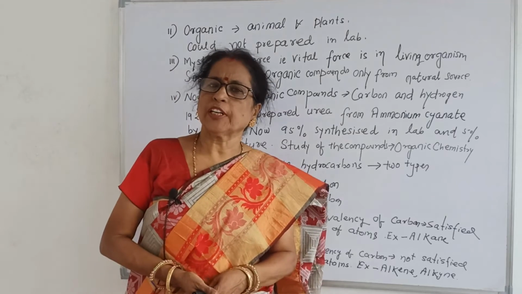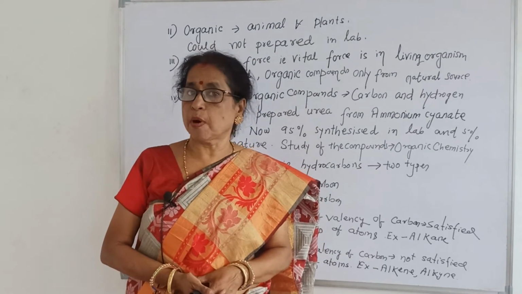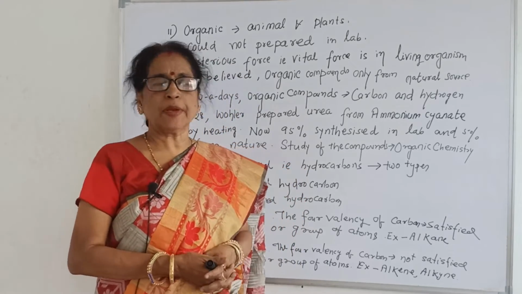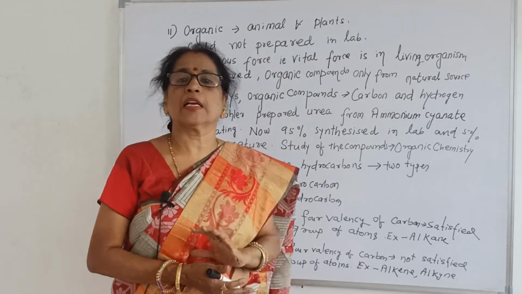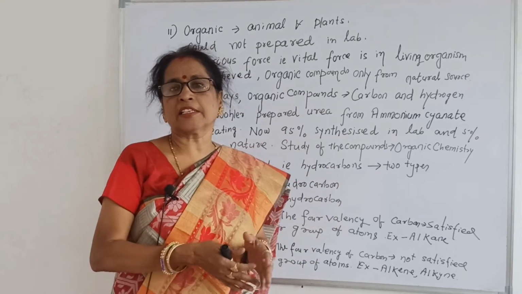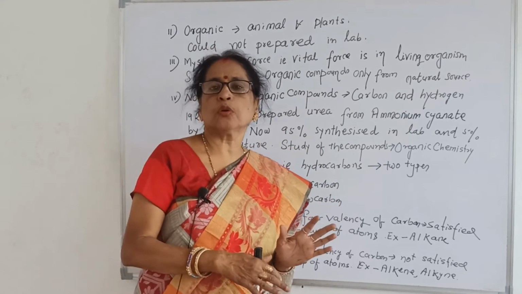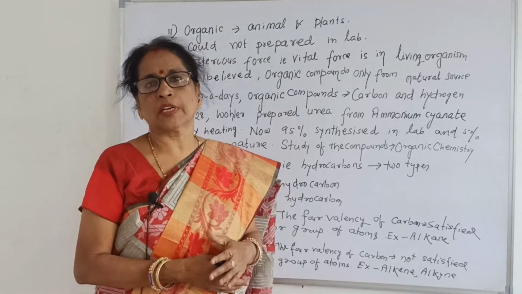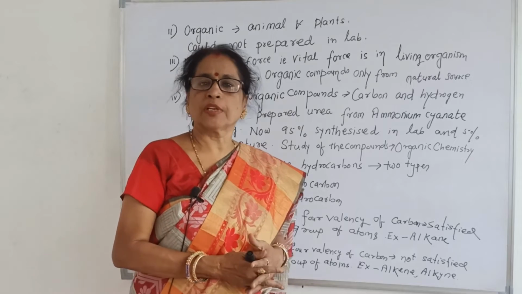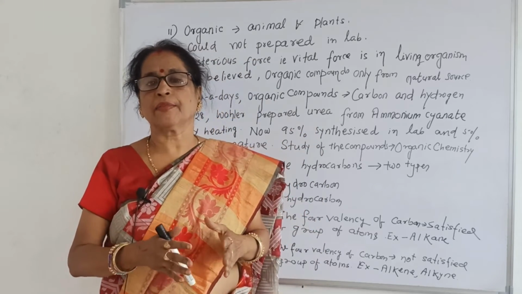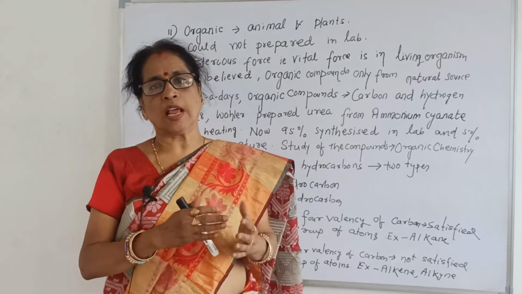Now we will see what is meant by organic compounds, and what is meant by organic specially. Organic means animals and plants where life is existing. When life is existing, and after death also, it is counted as organic. Organic means animal and plant life, either dead or alive.